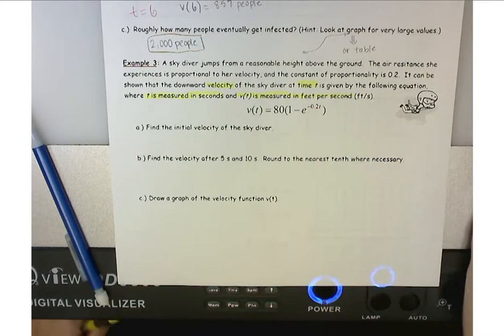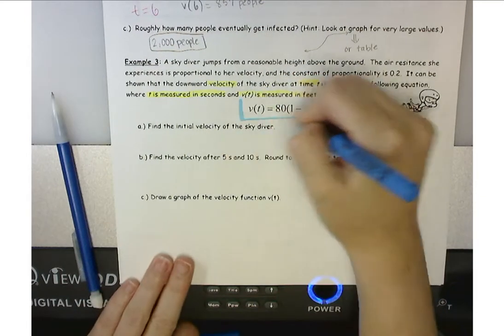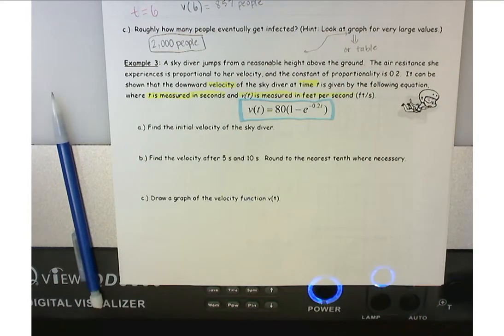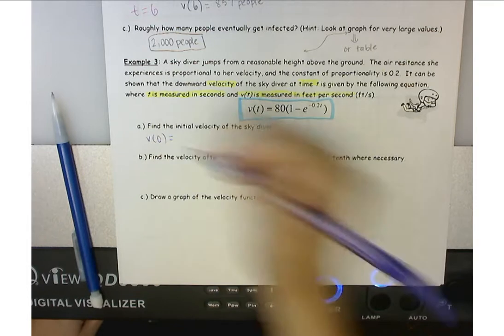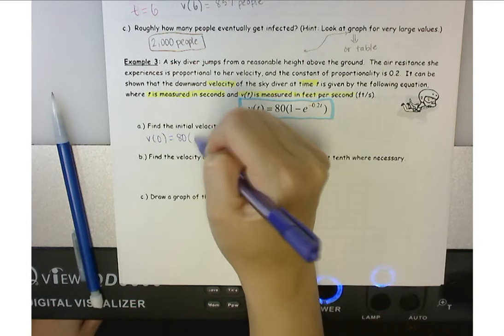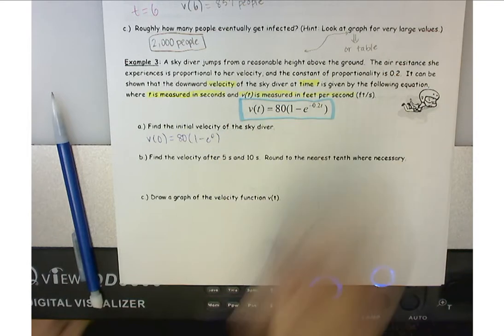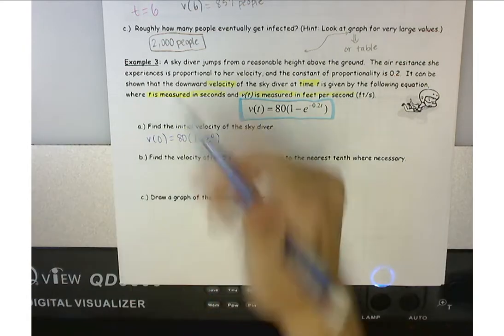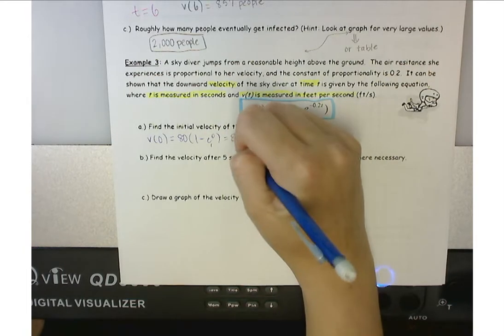All right, so this is going to be the equation that we're going to use to help us find the initial velocity. Again, this is something you can do without your calculator. You can just plug in 0. So we have 80 times 1 minus e to the 0 power, which e to the 0 power is 1. 1 minus 1 is 0. So 80 times 0 is 0.